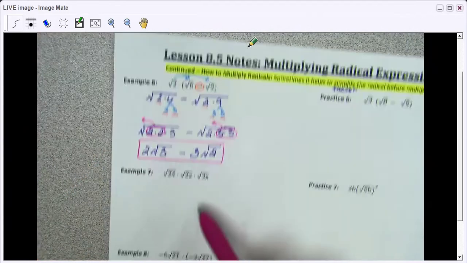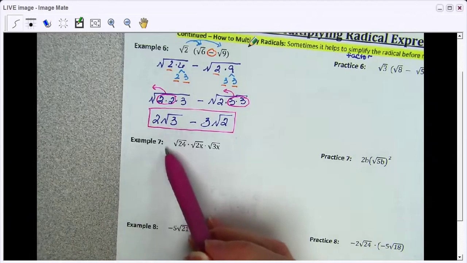Let's go ahead and do example 7 together. I'm going to put all of these under the same radical. Another way you could do it is just to go ahead and factor the 24 and then put them all under the same radical.